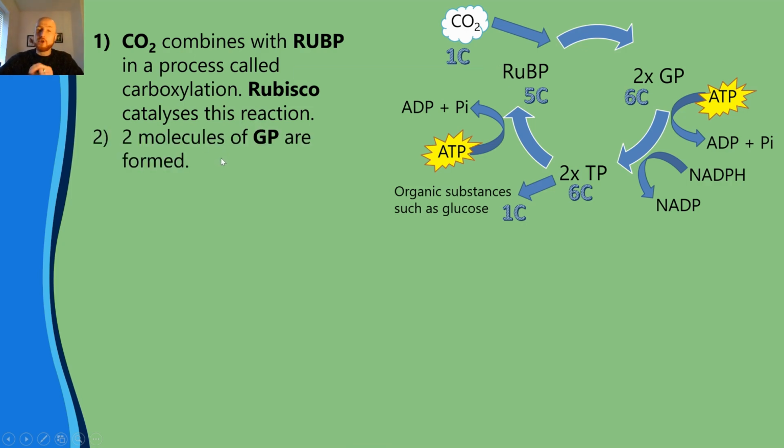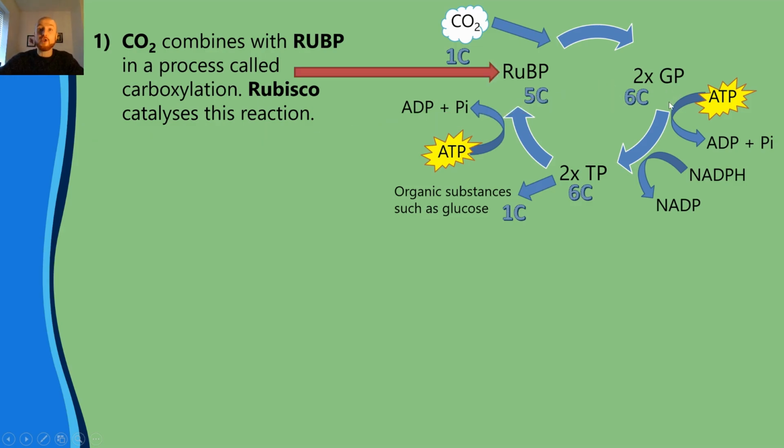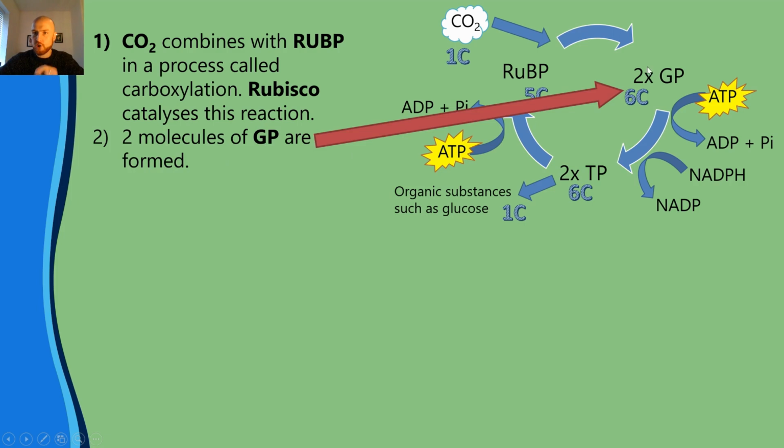Now number 2, 2 molecules of GP are formed, and we can see that here. So Rubisco catalyzes this reaction, and we can see that there with our 5 carbon RuBP combining with carbon dioxide in carboxylation to form a 6 carbon intermediate, and then 2 times GP. 2 molecules of GP are then formed in stage 2, and we can see that happening here.